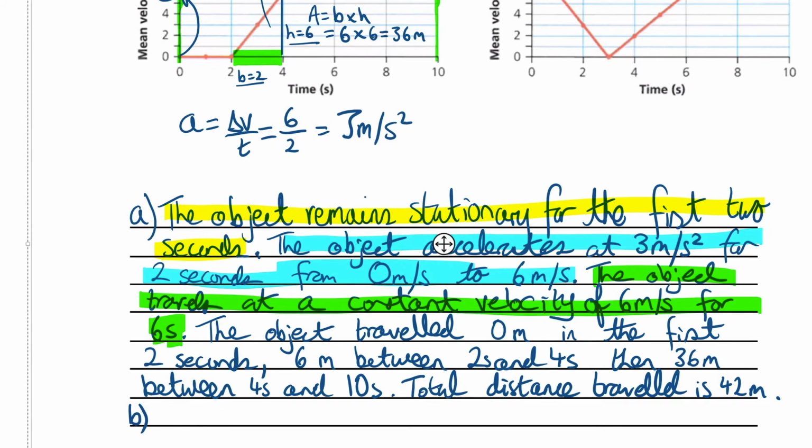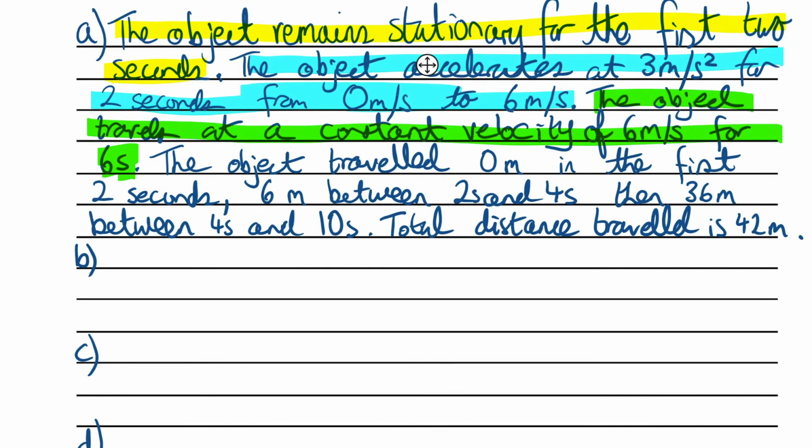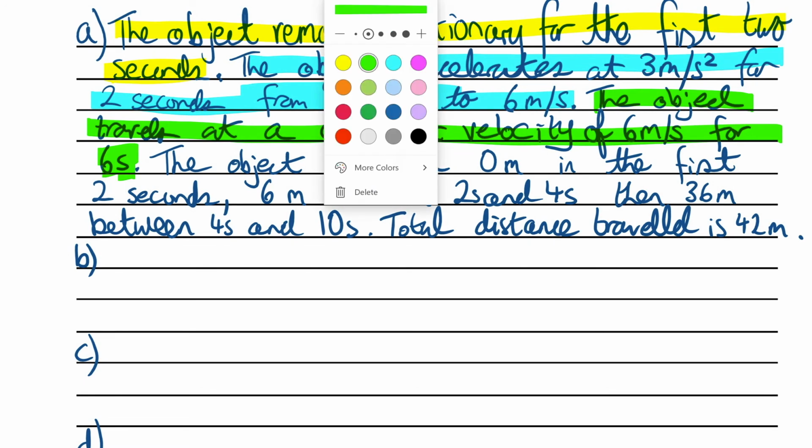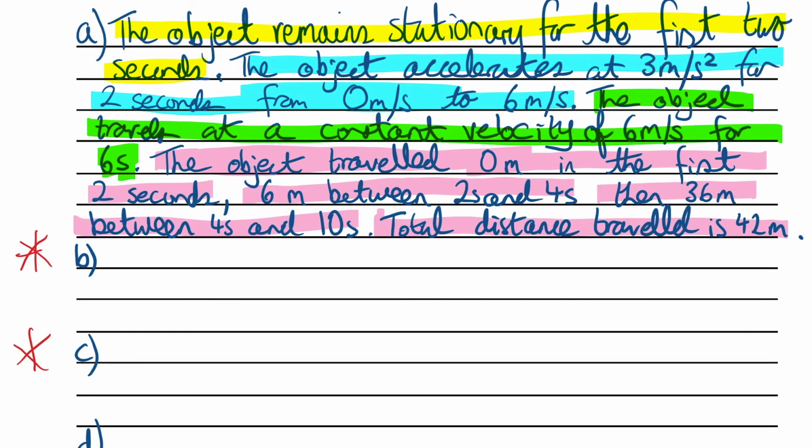So add that to the bottom of part A. I've just written it in here. This is for higher tier only, remember. So I'll highlight in pink colour what's higher tier. So it's all to do with distance. The object travels 0 meters in the first 2 seconds, 6 meters between 2 and 4 seconds, then 36 meters between 4 and 5 seconds. Total distance travels 42 meters. Your job then is to do the same for B, C, D and E.